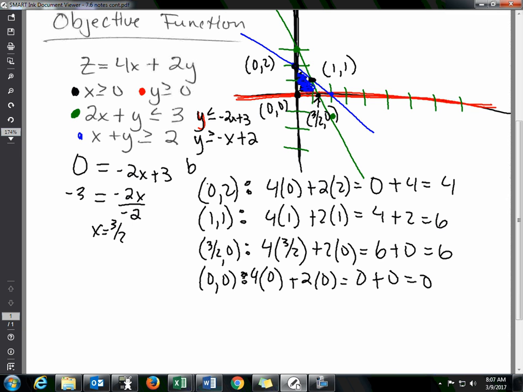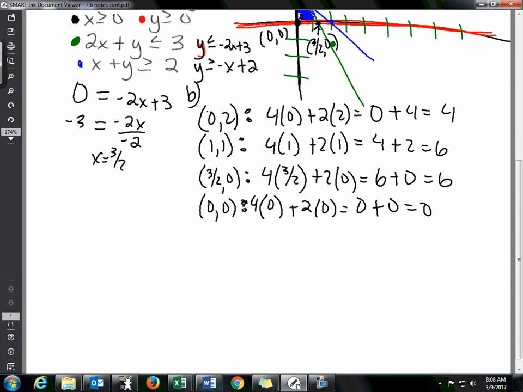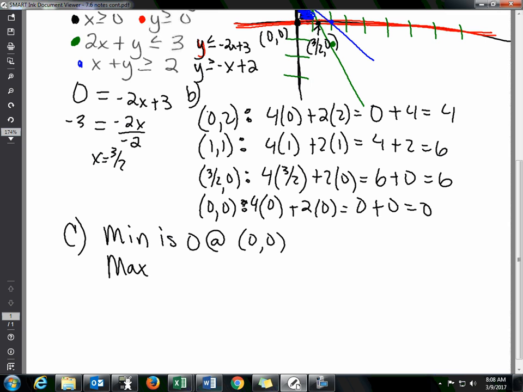Okay, so that's part B. All right, and then part C. Now you have to find the min and max, so the minimum is 0 at 0, 0. Okay, and then this guy, make sure I did this right. 12 over 2, that's 6, 0, okay. Yep. All right, well, the max is 6 at both points, 1, 1 and 3/2, 0. Okay, so there you go.